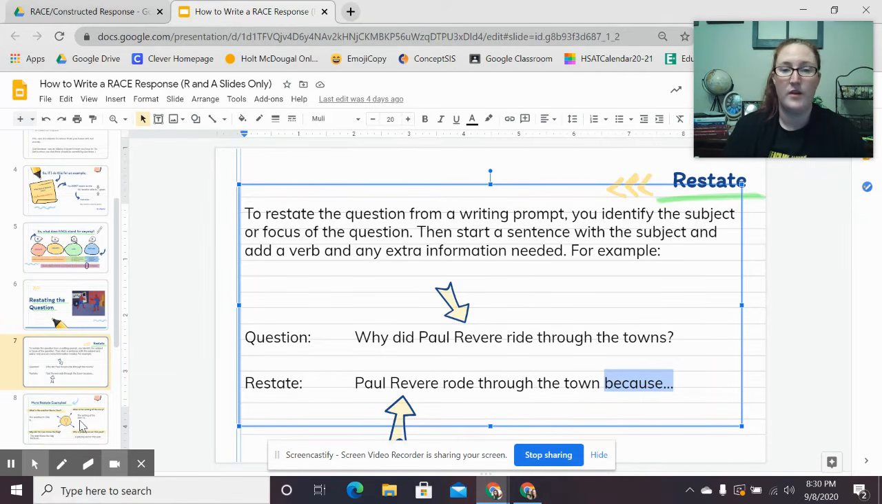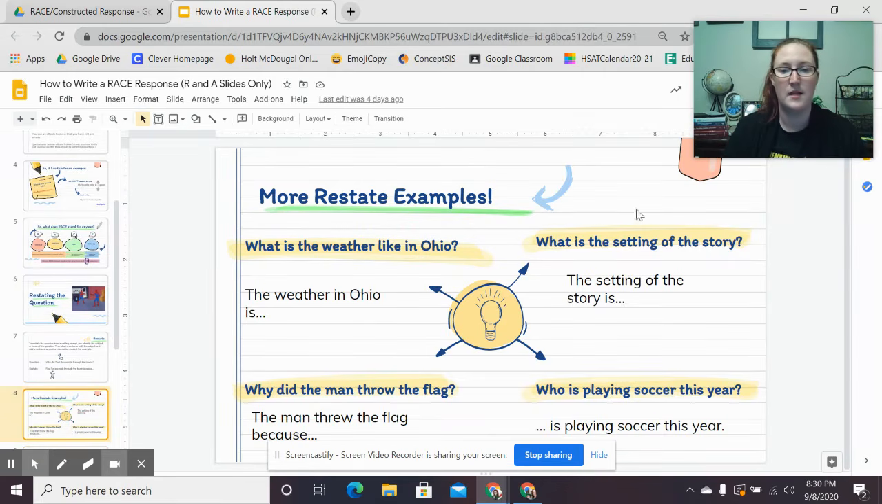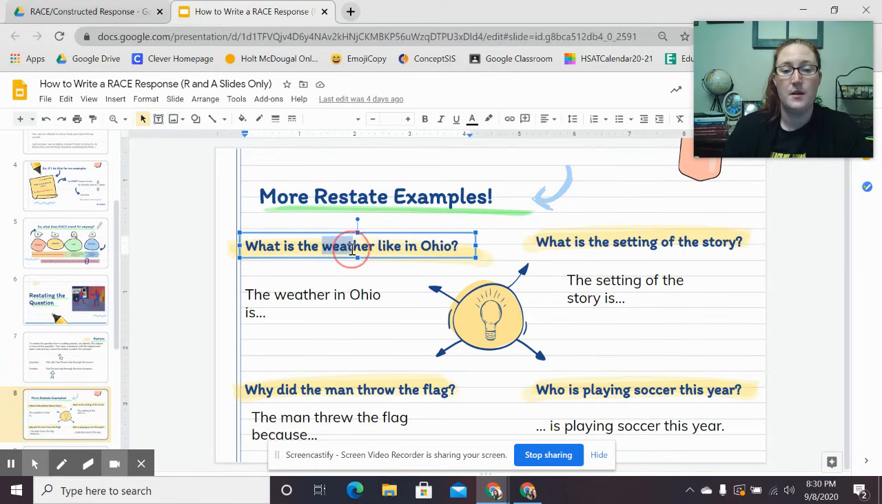Okay, moving on to our next slide. Here's some more examples. So for the question, what is the weather like in Ohio? My subject is the weather in Ohio. The weather in Ohio, transition word, is.